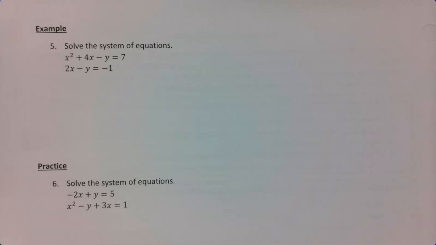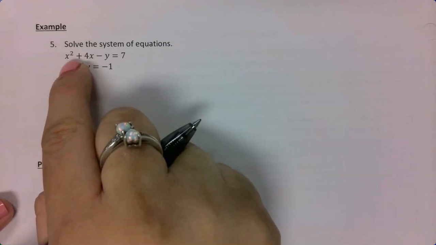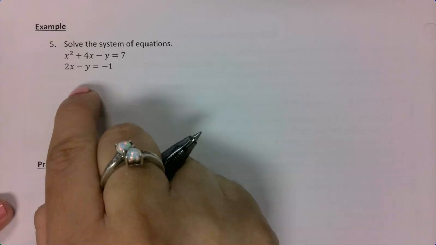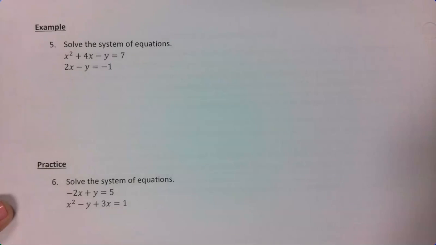Okay, so on number 5, I'm still solving systems of equations, and I'm still using substitution, except notice my top equation has an x squared. So this is telling me when I go to solve my second equation, I probably want to isolate the y so that when I plug it in, I'm left with all x's in my top, so I can factor. So I'm going to start off by subtracting 2x on both sides.